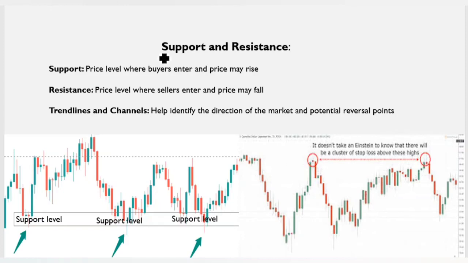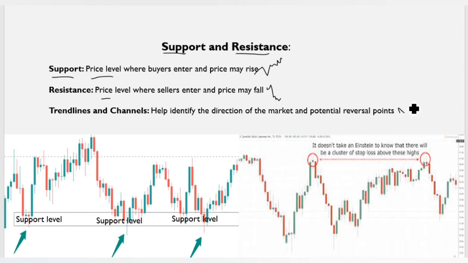Support and resistance will be our next topic. So support is a price level where buyers enter the market and raise the price, and resistance is a price level where sellers enter and make it fall. And a trend line and channel help you identify the direction of the market and potential reversal points.